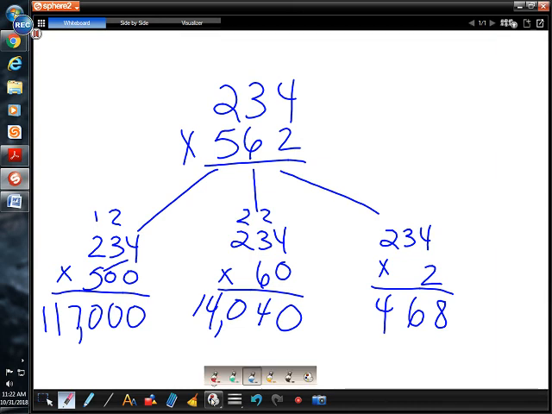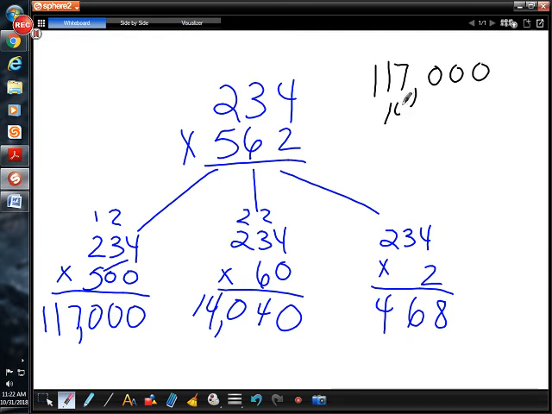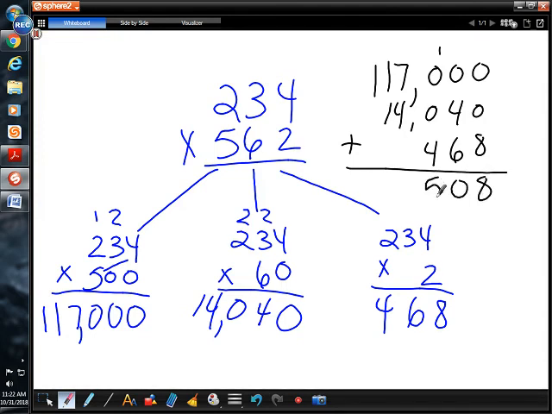So to finish it, I'll have to add these numbers. It is a little bit more work, but I guarantee you it works if you're struggling with the other way, the traditional way. So 14,040 and 468. Make sure all your stuff's aligned correctly. Okay, so our answer will be 11 and 3 and 1. 131,508. So that's another way to do it.